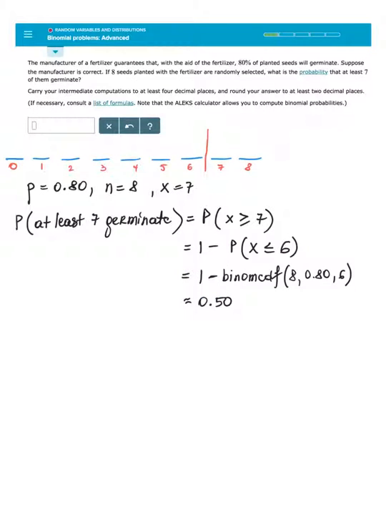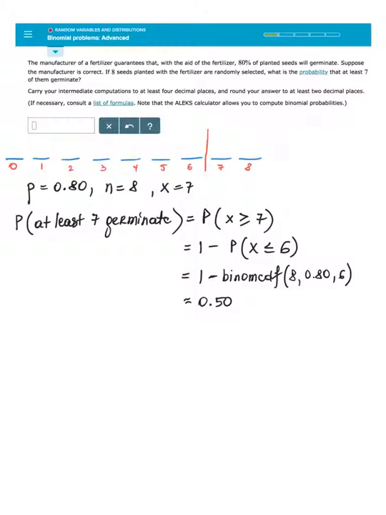Here is our first example. The manufacturer of a fertilizer guarantees that, with the aid of the fertilizer, 80% of planted seeds will germinate. Suppose the manufacturer is correct. If 8 seeds planted with the fertilizer are randomly selected, what is the probability that at least 7 of them will germinate? Carry your intermediate computations to at least 4 decimal places and round your answer to at least 2 decimal places.